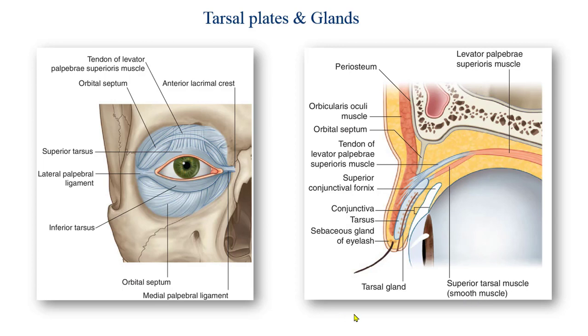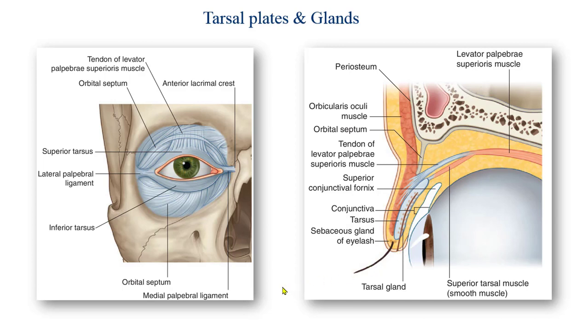Embedded within each tarsal plate are small glands arranged in rows perpendicular to the margin of the eyelid. These are known as tarsal or Meibomian glands. Each gland opens into the free palpebral margin via a minute orifice.